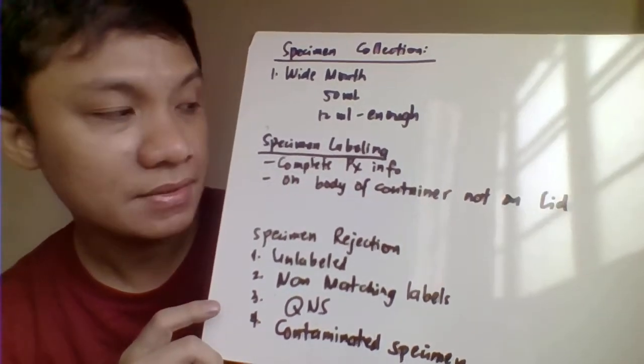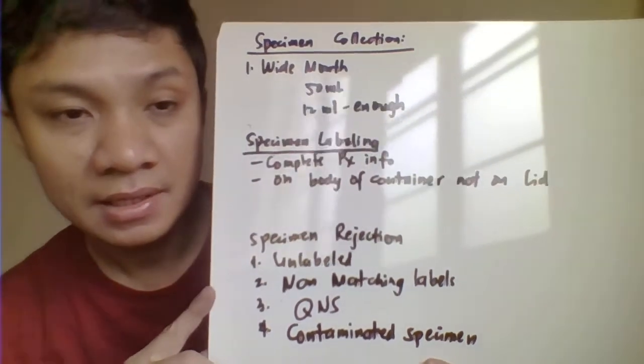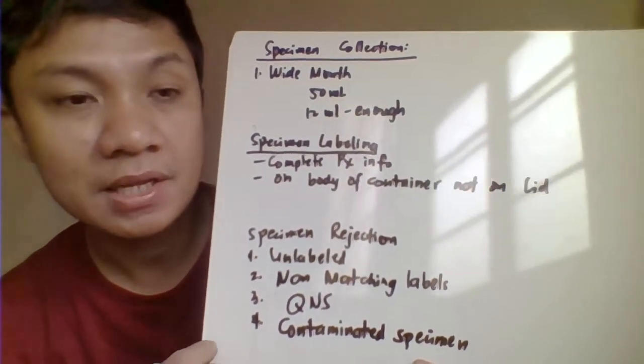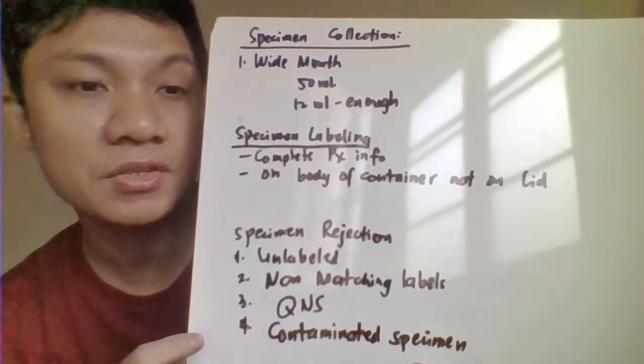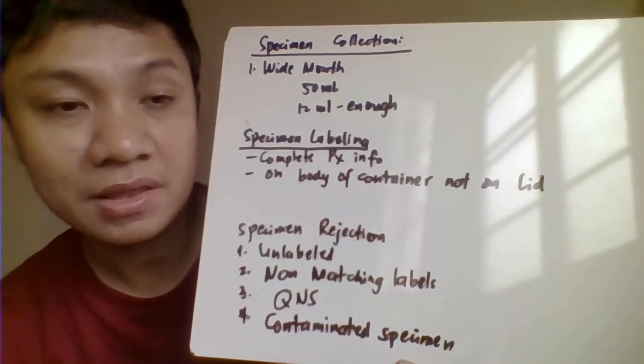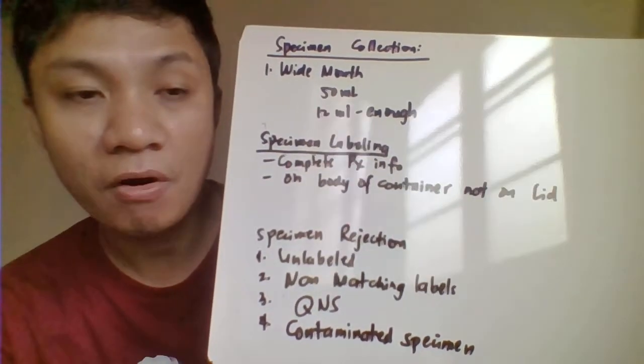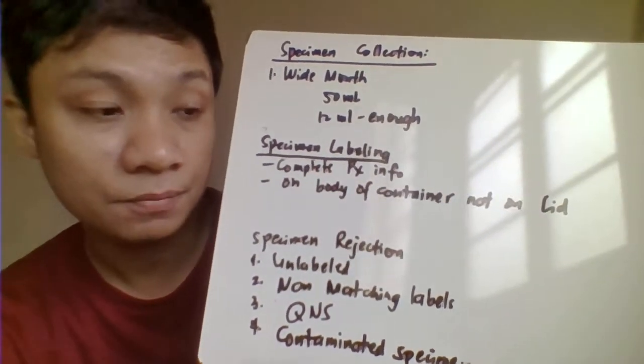Specimen labeling, so we have that one. Of course here, the specimen container should contain the patient's complete information and the label should be put on the body of the container and not on the cover. Because maybe when you open it, if the label is on the cover, you might make a mistake when you put it back.